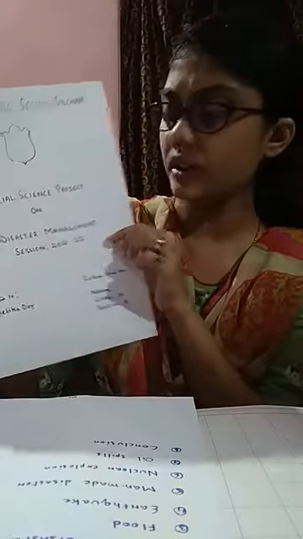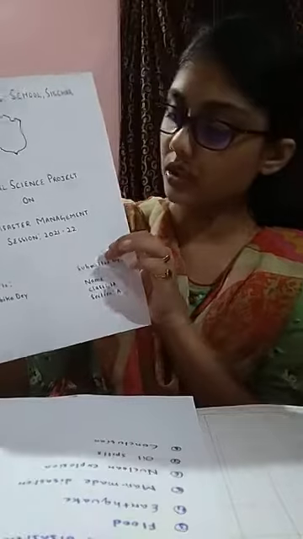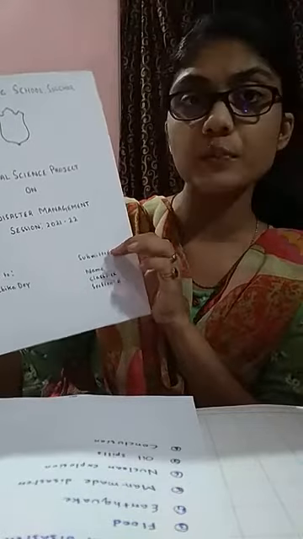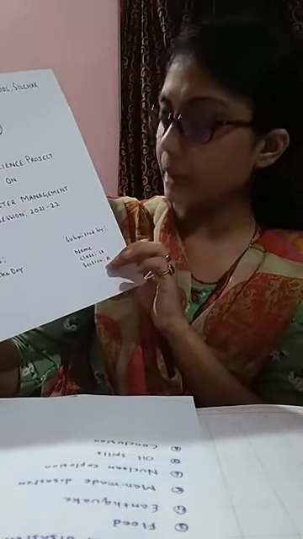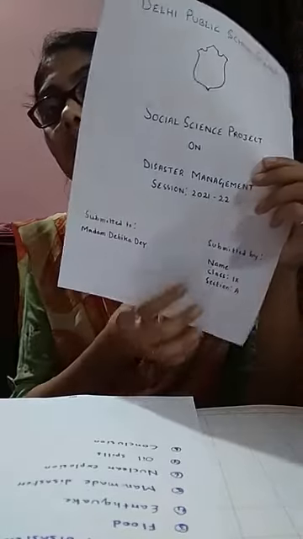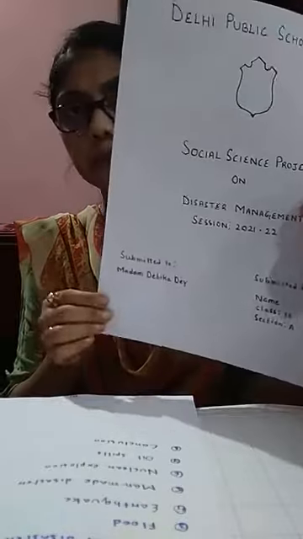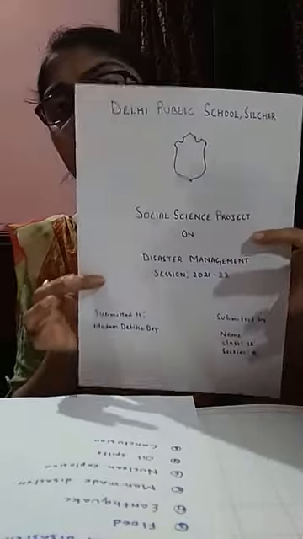After that, you need to write a social science project on disaster management. You need to write the session, that is 2021-22. Then it is submitted to and submitted by. So for submitted to, you will write my name, and for submitted by, you will write your name, class, and then section. The section will be section A. So this is how the cover page should look.